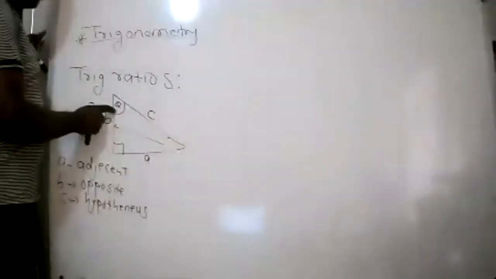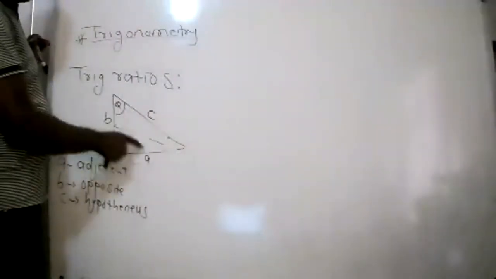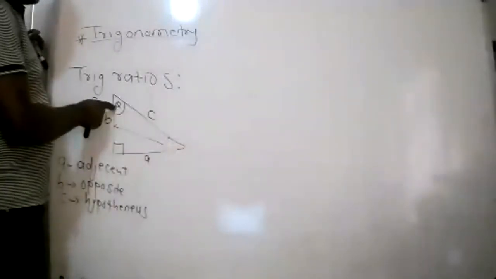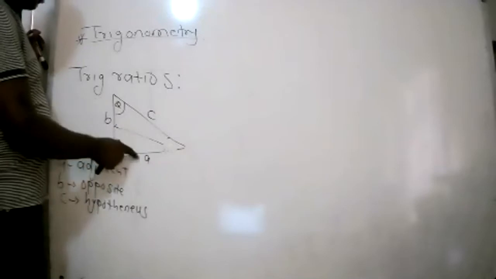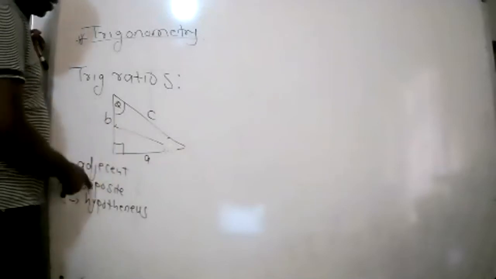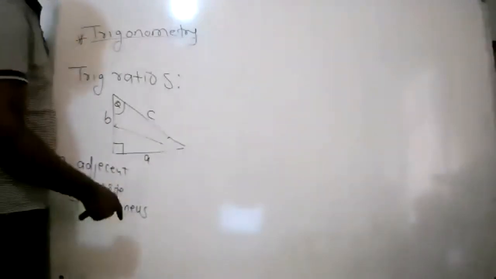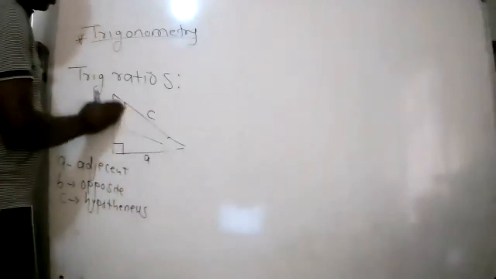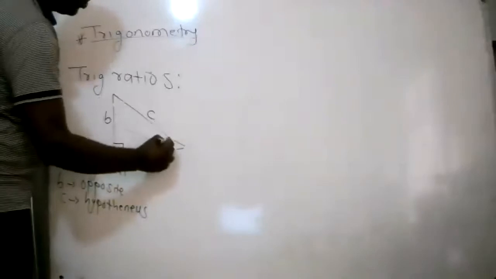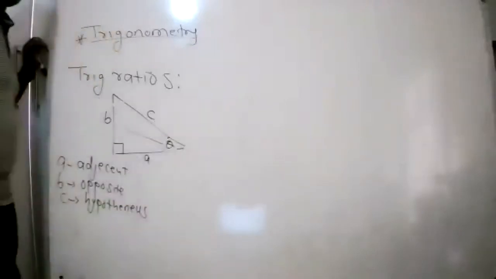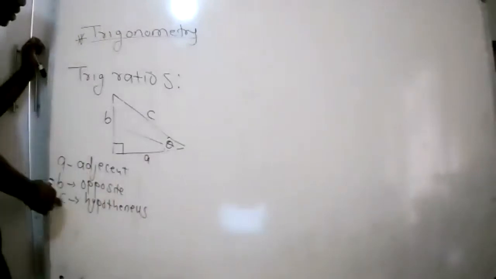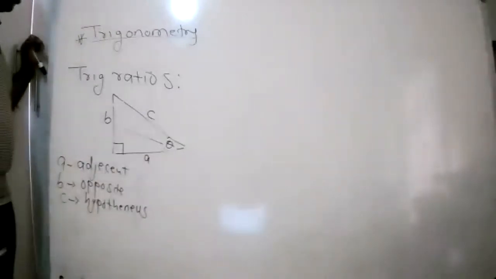Some questions may play this game wherein instead of giving the angle down here, they decide to give an angle there. So you must be able to see which one is the adjacent, the opposite, and the hypotenuse side. But for the sake of explaining the topic, I will use angle theta, which is down there, which means A is the adjacent, B is the opposite, C is the hypotenuse.